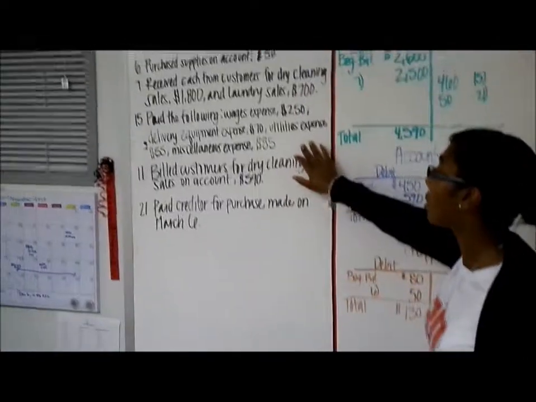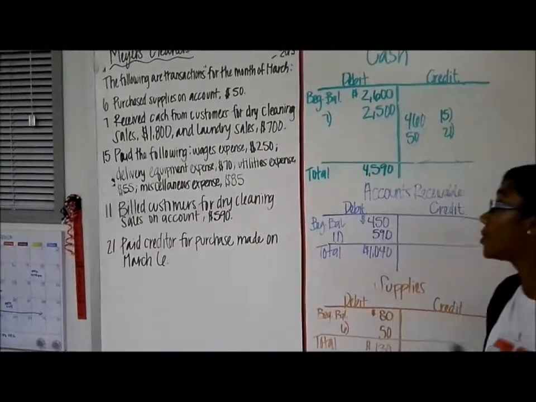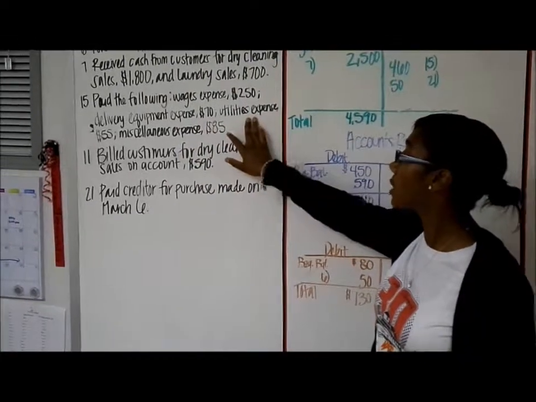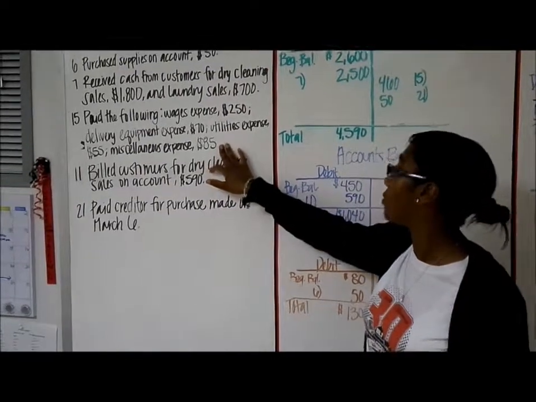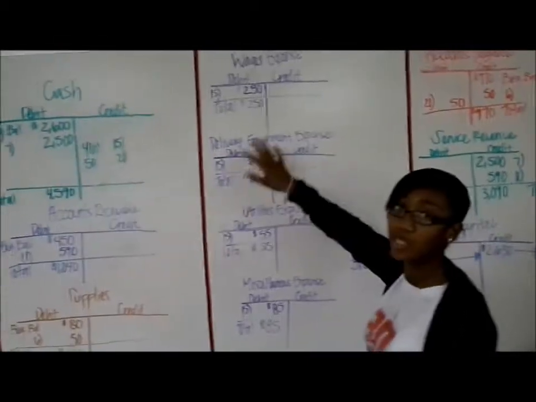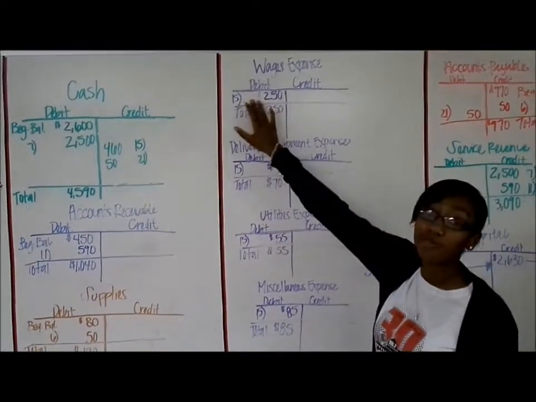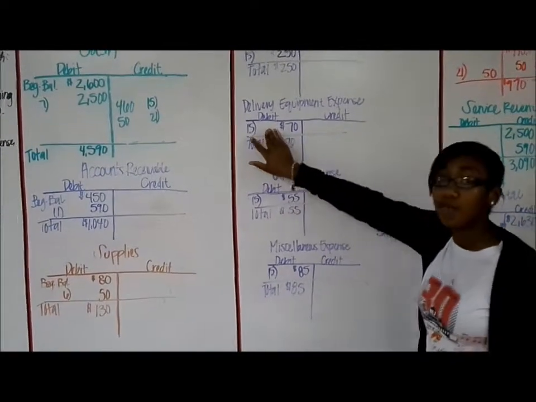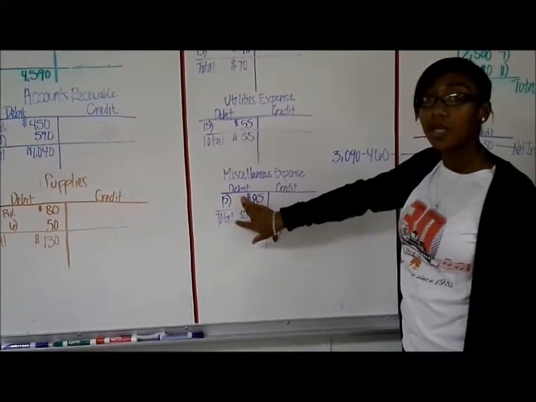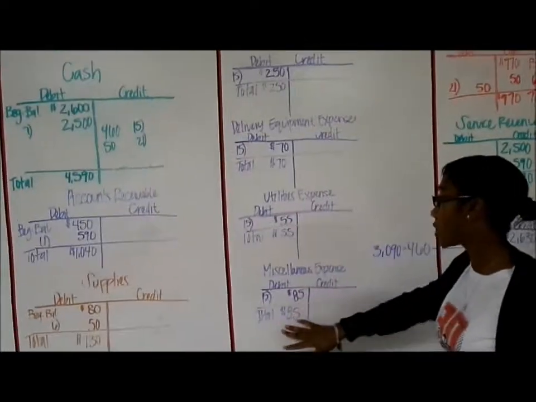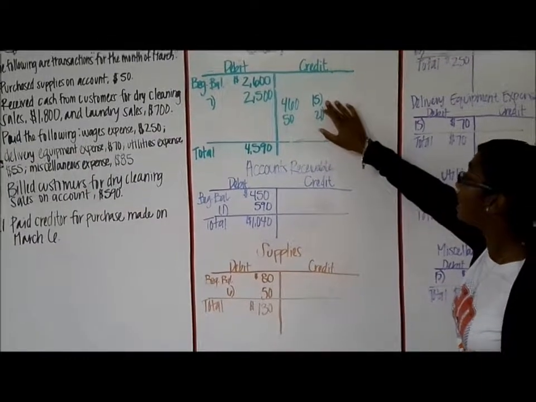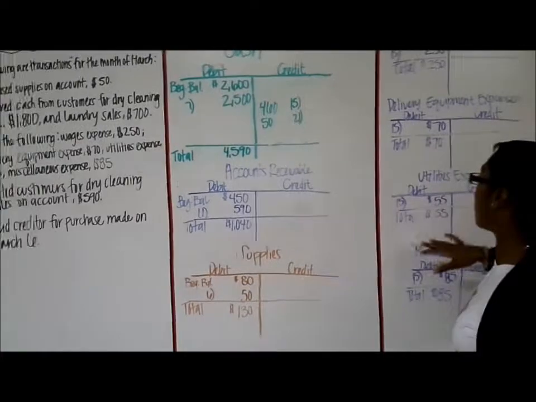Then it says on March 15th, you paid the following expenses. It was wage expenses for $250, delivery equipment expense for $70, utilities expense for $55, and miscellaneous expense for $85. For each expense, it has its own T account, so you would debit each expense account. For wages expense, you would debit it for $250. Delivery equipment expense, you would debit it for $70. Utilities expense, you debit it for $55. And miscellaneous expense, you would debit it for $85. So the total for all of these expenses is $460. And that is the amount that you would credit to your cash account because that is the amount of money that you have to take out of your account to pay for your expenses.